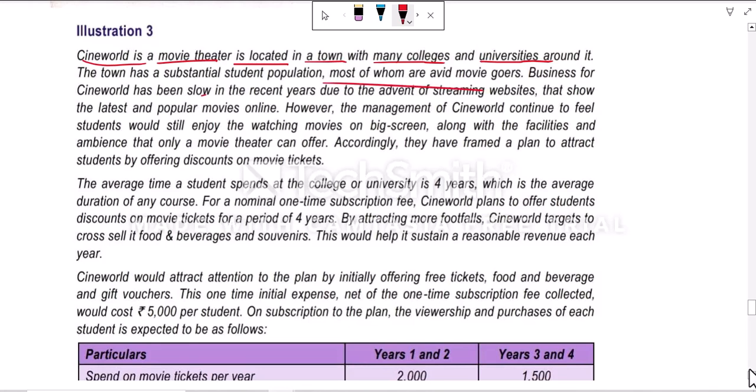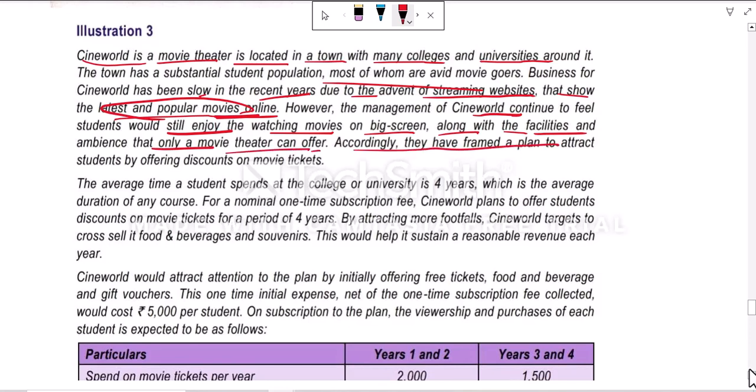Business for Cineworld has been showing slow growth in recent years due to the advent of streaming websites that show the latest and popular movies online. Because of all these new websites and apps, Cineworld is facing some losses. Not only losses, but it is going very slow. However, the management of Cineworld continues to feel students would still enjoy watching movies on the big screen, also with the facilities and ambience that only a movie theater can offer.